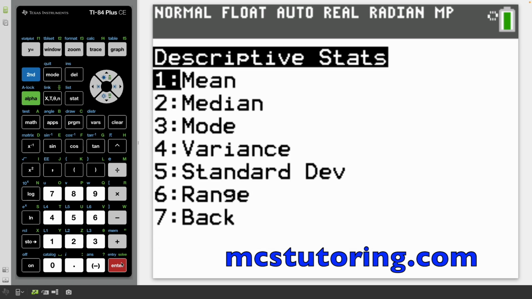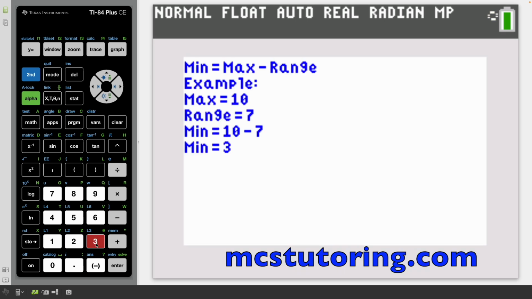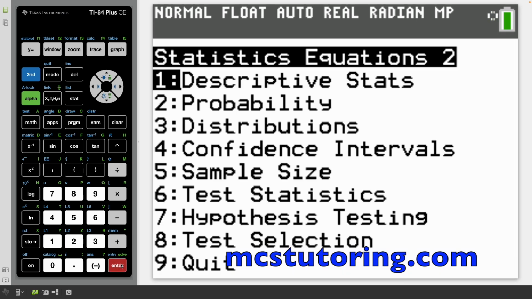Let's see if there's any more here. Range just gives you the simple formula, range is max minus min, and you can solve for range, max, or min. Because any math prof worth their weight is going to ask you to solve for max, solve for min, all these variations. So like, the min is the max minus the range. Oh gosh, I would have loved this in a stats class.